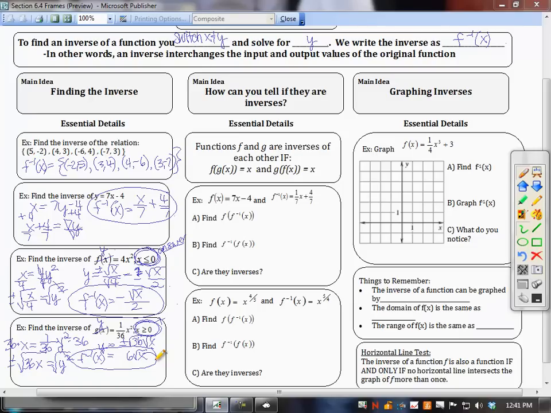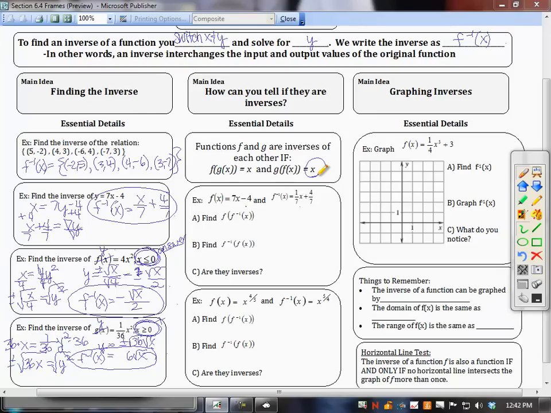The second part is slightly more difficult and it uses the idea of composites from 6.3. Now, if they give you two functions and you want to verify, the only way to prove that they're inverses is to do their composites, okay? So what we're going to do is find each composite and verify that we get an x out, and that's the important part. When you find their inverses, you have to get an x, okay?